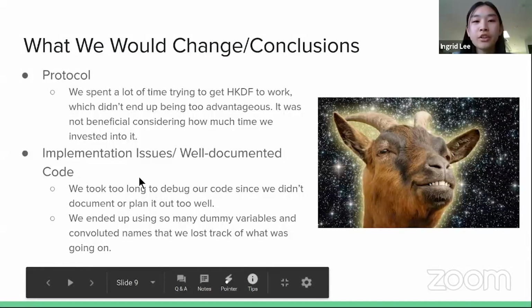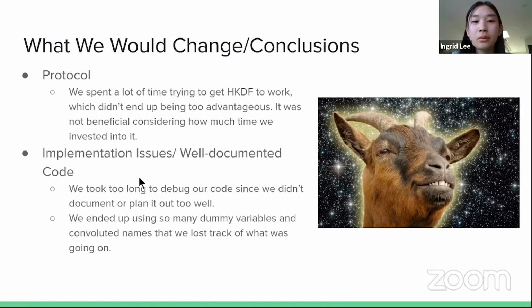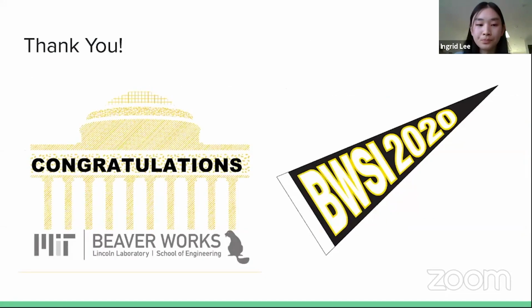So in conclusion, if we were to do this again, we would, I guess, maybe not use HKDF because the time that we ended up spending on it was not advantageous compared to the benefits of using HKDF. And then we also had some implementation issues, and what happened was our code ended up being very convoluted that it was very hard to debug. So yeah, any questions?